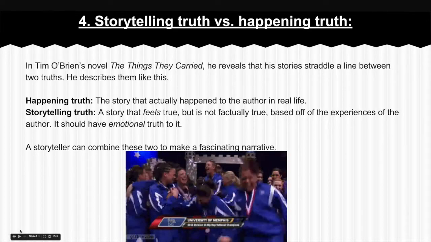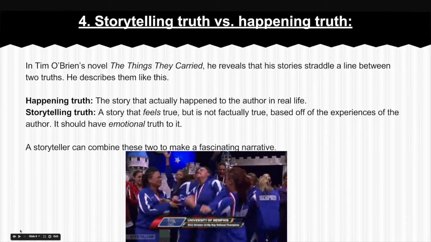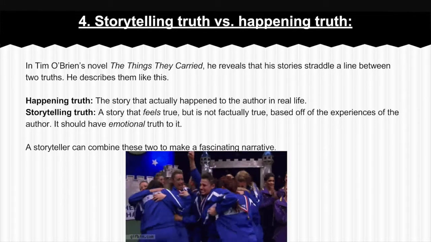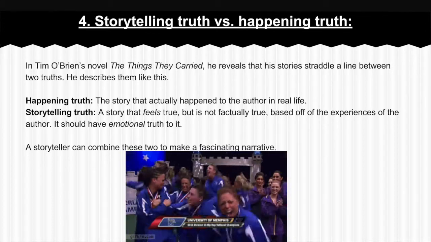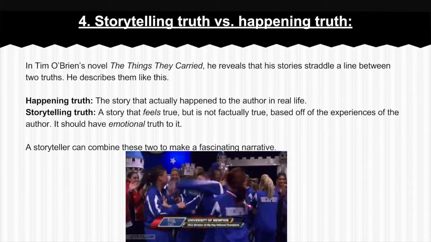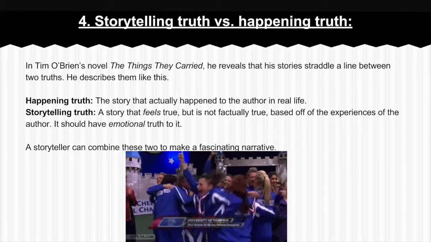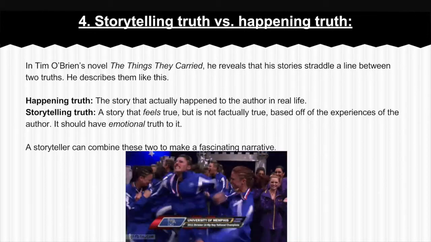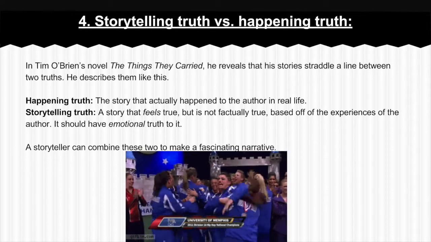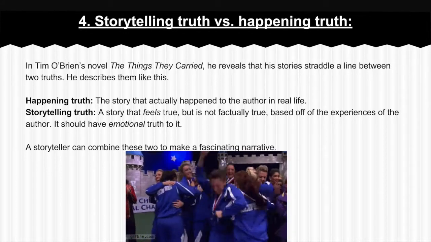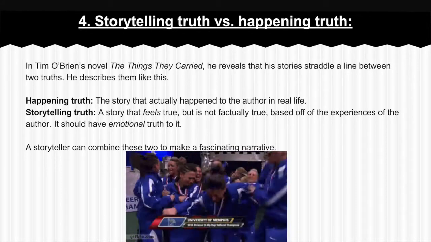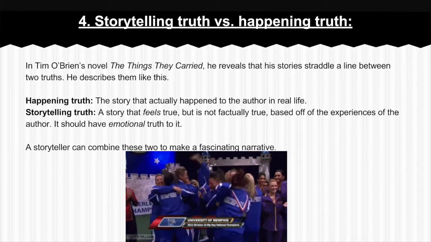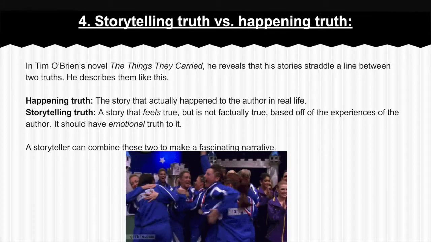Speaking of truth, this is a concept introduced by Tim O'Brien in his book The Things They Carried. And he introduces this idea of storytelling truth versus happening truth. And it's a great way to think of the usable past. These two truths happen in storytelling like this. There's the happening truth, which is what actually happened to the author. If their story is based on Vietnam, like Tim O'Brien's story, that's the part that he went through as a human being.